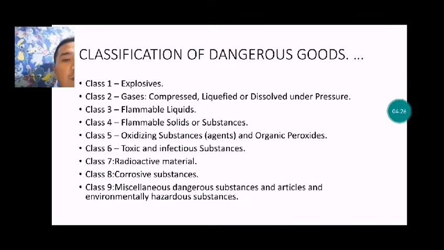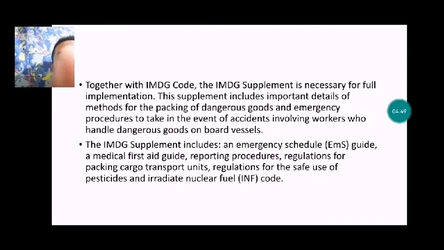Classification number 9: Miscellaneous dangerous substances and articles and environmentally hazardous substances. No subdivision. It is composed of substances whose properties do not match those of any other previously enumerated classes. However, these substances still pose a risk to safety unless properly prepared for carriage.